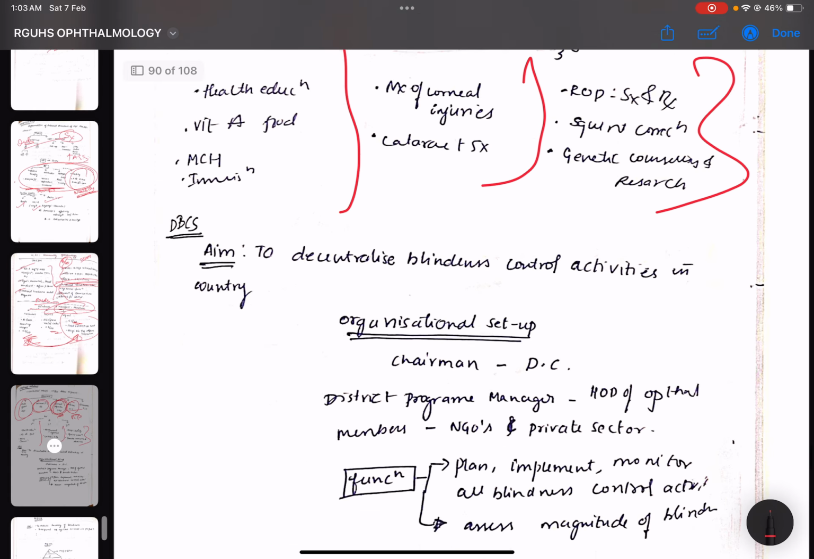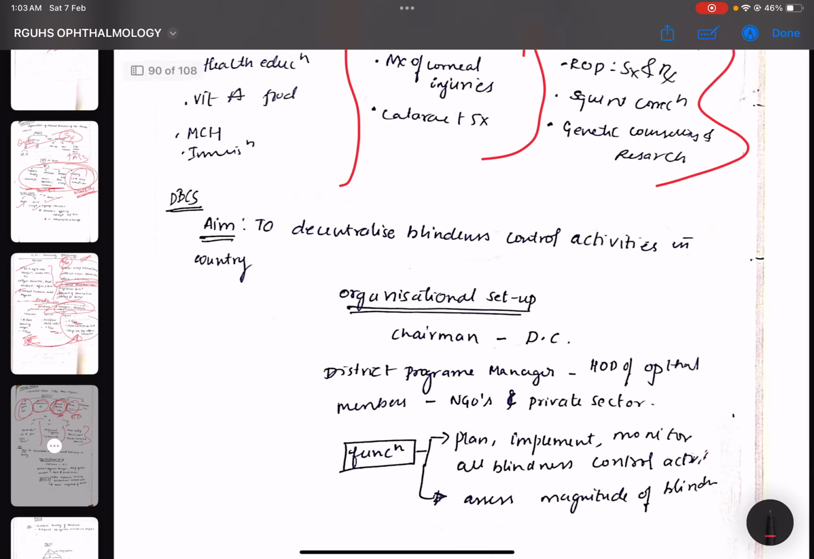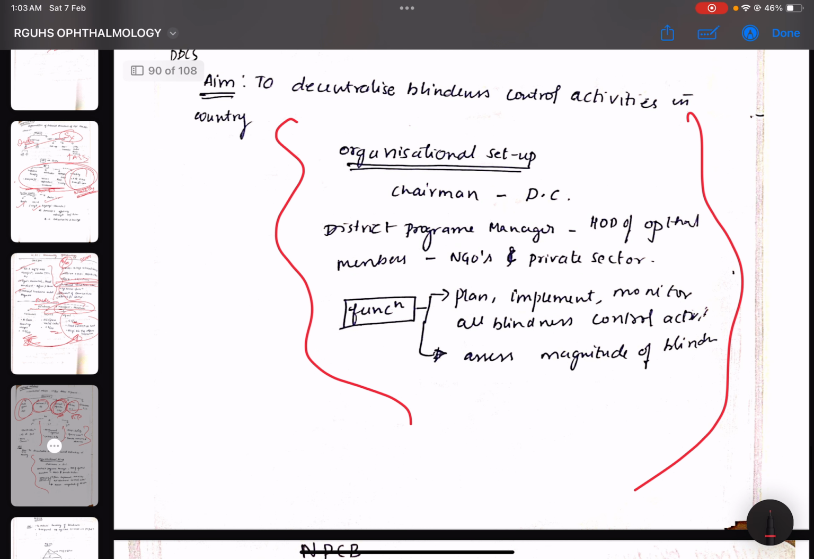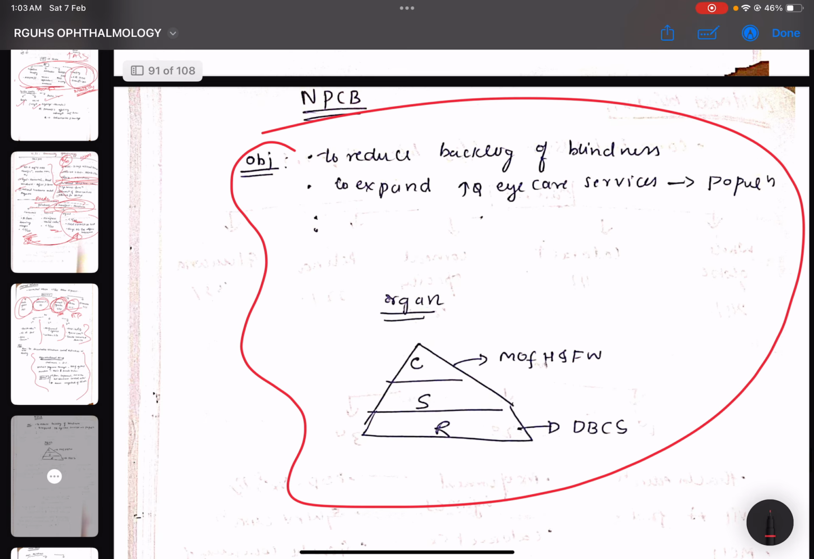DBCS, I'm not explaining because there's nothing for me to explain. You have all of it in community medicine, so I've given you the notes. If you want, you can study Park, I don't mind, but make sure you study and don't miss this topic. Even NPCB I have not written properly. Please make sure you refer to some book and write, because even I felt bored while writing this.